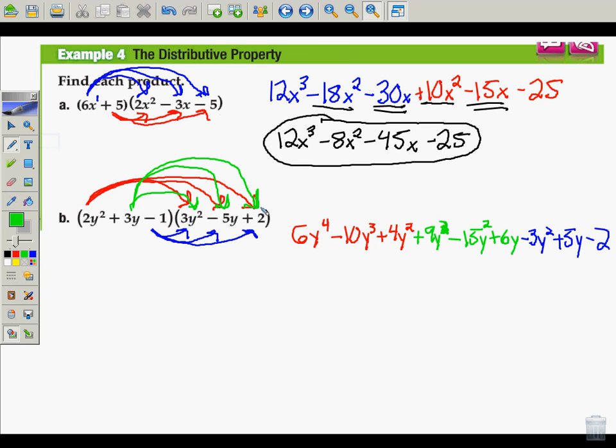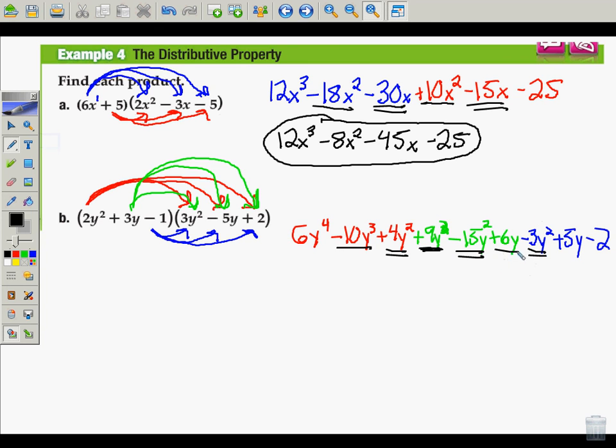So now I'm going to look at my like terms. I can see I only have 1y to the 4th, but notice I've got minus 10y cubed plus 9y cubed, so there's a set of like terms. And then I've got plus 4y squared minus 15y squared minus 3y squared. Then I've also got a positive 6y and a positive 5y. So I've got a few different like terms that I can combine.